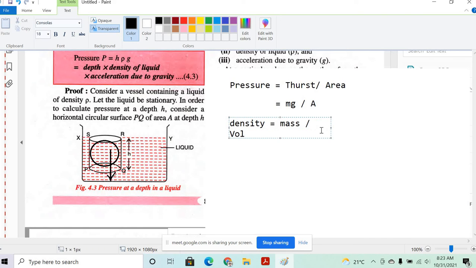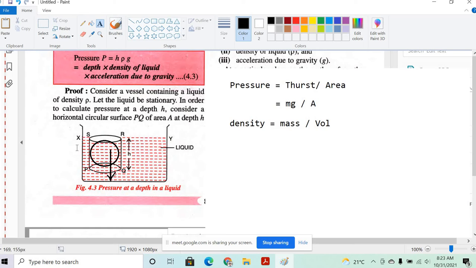Sir, doesn't the water exert force in all directions and not only downward? Yes, it will exert force in all directions. Water at different horizontal levels will be exerting force in all directions. But if you want to calculate the pressure on the bottom surface PQ, we need to find the force exerted on PQ, right? There is no external force. The only force here is the weight of the water which is above the PQ surface, correct? Got it, sir, till here.